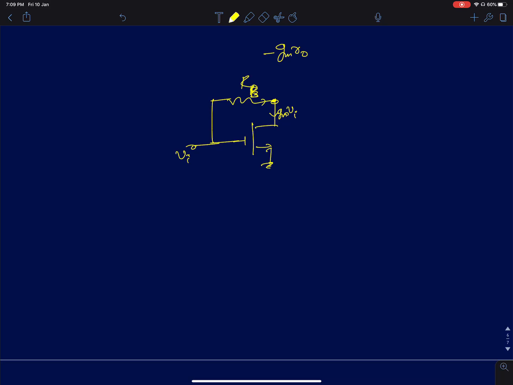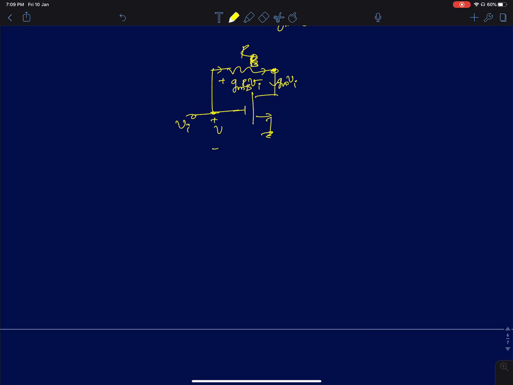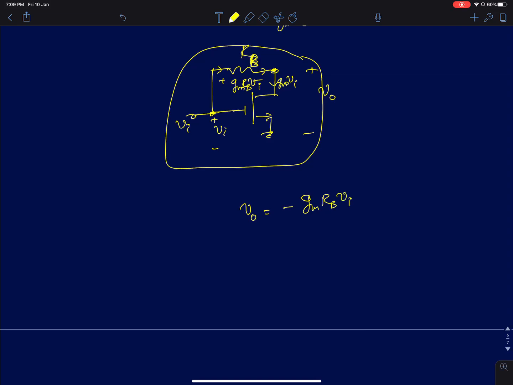Then this GM Vi has to flow through this, so it will develop a drop of GM into RB into Vi across this. And this node voltage is Vi. So the voltage V0, if you apply KVL in this loop, there is a loop here, VDS, VGD, and VGS, then your V0 is simply going to be minus GM RB into Vi plus Vi. So you will get 1 minus GM RB into Vi. This will be your output voltage.